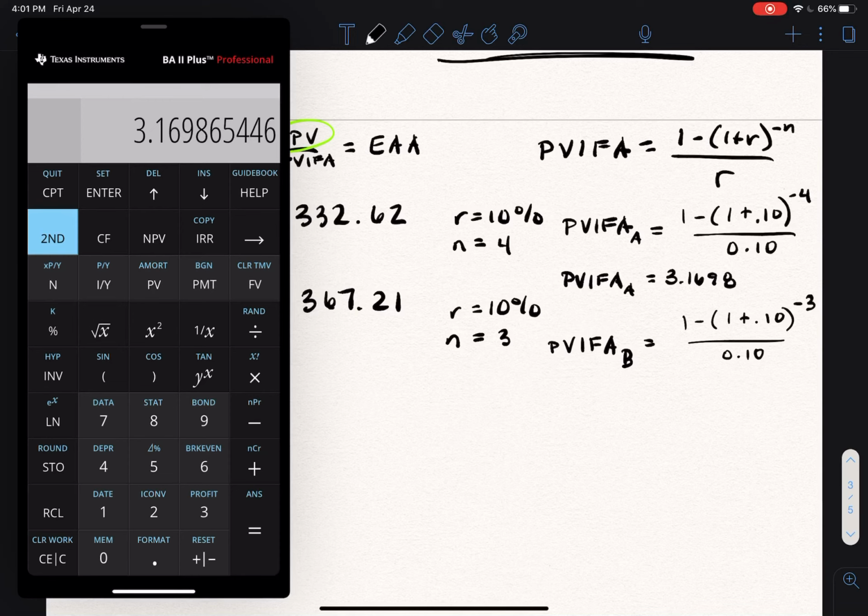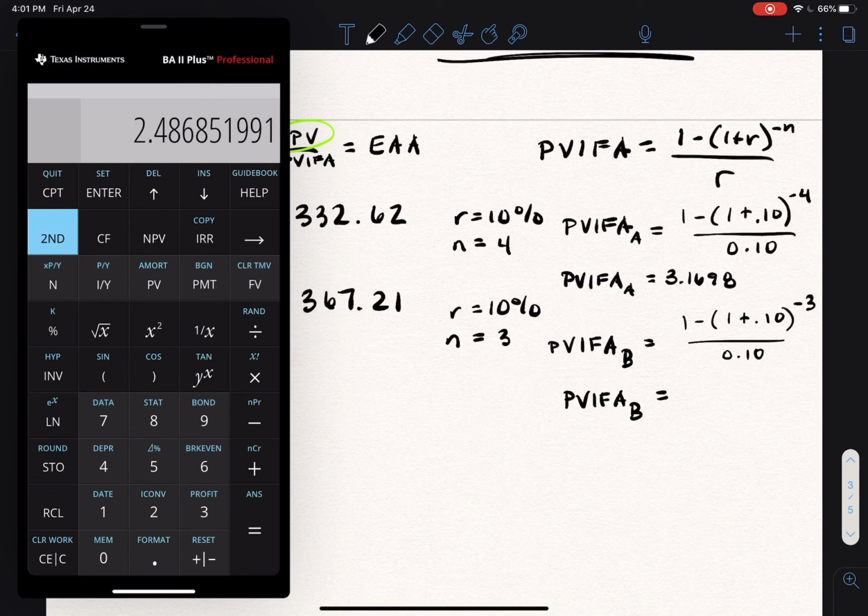So for the second one, it's going to be almost the exact same problem. It's just one little change. So we're going to say once again 1 plus 0.1. And this time we're going to raise it to the negative 3. So y to the x, 3 negative. All right. And then we're going to make that negative and add it to 1, because that's the same thing as subtracting it from 1. Okay. And then we're going to divide by 0.1.